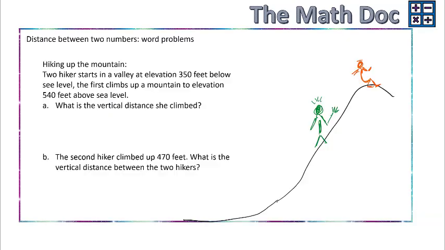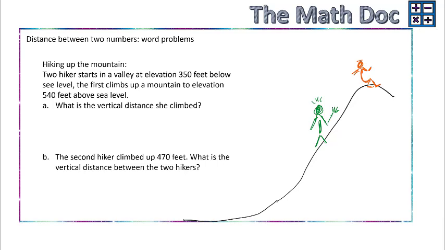Our second word problem has to do with measuring the distance between two numbers that in this case are elevation. So the previous one was temperature. This one is another physical measurement, which is in this case the elevation. And we're looking at a hiking or a climbing problem.